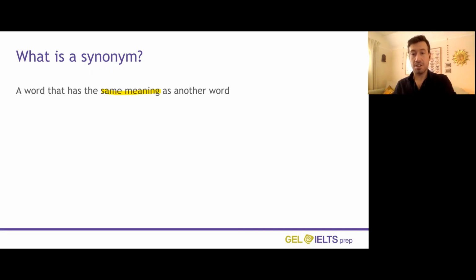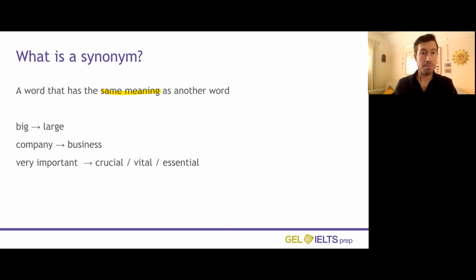Let's take a look at some examples. Well, you could have the word big, and a synonym for big is large. Equally, you could have the word company. A synonym for company is business. And here we've got very important, and a synonym for very important could be crucial or vital or essential. So there's three synonyms there for very important.